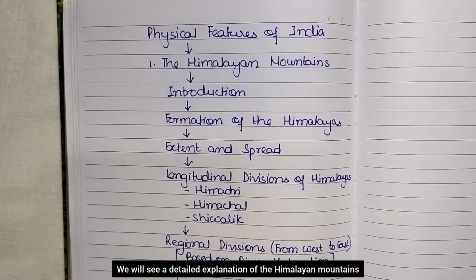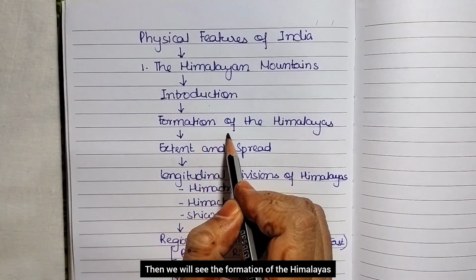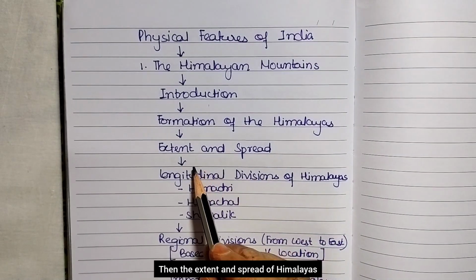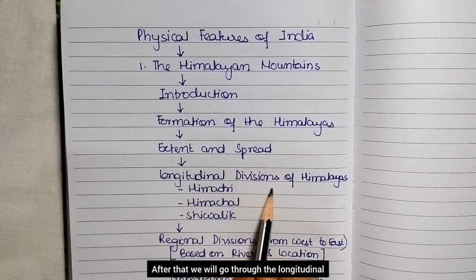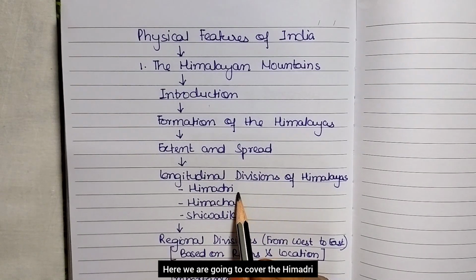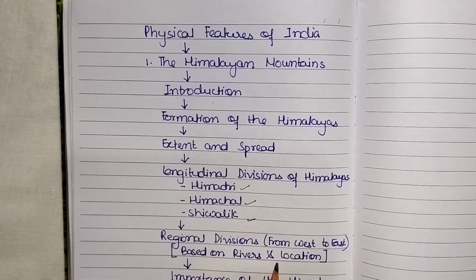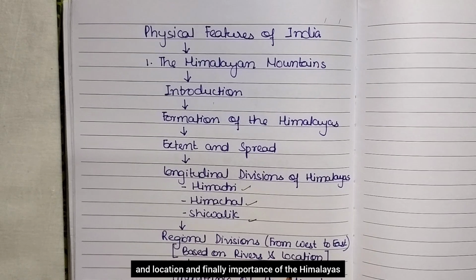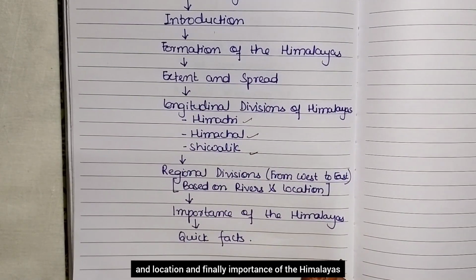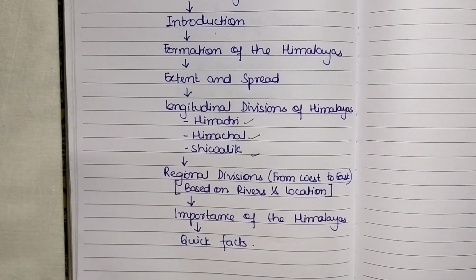We will see a detailed explanation of the Himalayan mountains. Here we are going to cover the introduction part, then we will see the formation of the Himalayas, then the extent and spread of Himalayas. After that we will go through the longitudinal divisions of Himalayas. Here we are going to cover the Himadri, Himachal and the Sivalik. Then regional division will also we are going to see, that is from west to east, and it is based on rivers and location. And finally, importance of the Himalayas and a quick fact about the Himalayas. So let us start the Himalayan mountain.